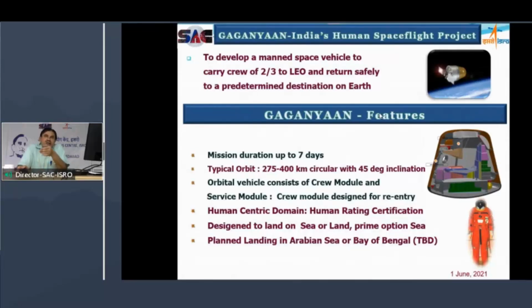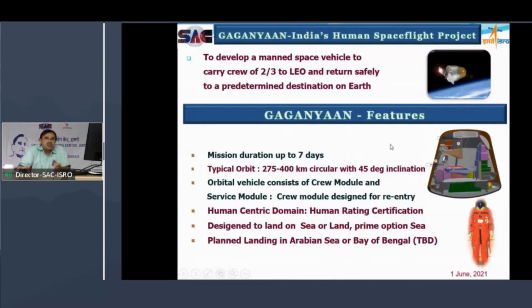But here the idea of Gaganyaan is that we will be launching our own astronaut who will go from India in our own vehicle or in our own crew module, and then they will return back also in the Indian region. So that is the aim of this Gaganyaan, and the Honorable Prime Minister wants us to do it. It will land anywhere in either the Arabian Sea or the Bay of Bengal. That is yet to be decided. But this is how the whole program has been planned.